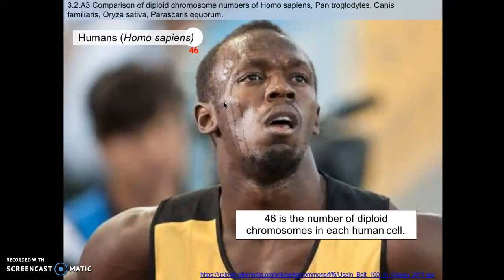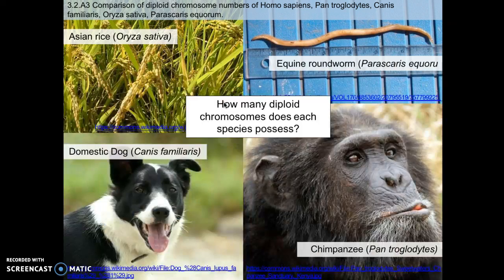Now, A3 is chromosome number. We just looked at base pair numbers, so genome size. We're going to look right now at chromosome number. Okay, so we said that humans have 3.2 billion base pairs. What that ends up equaling for humans is 46 chromosomes. Okay, and then rice and roundworms and dogs and chimpanzees are going to have different numbers. Rice has 24 chromosomes, and roundworms have 2, and dogs have 78, and chimpanzees have 48.